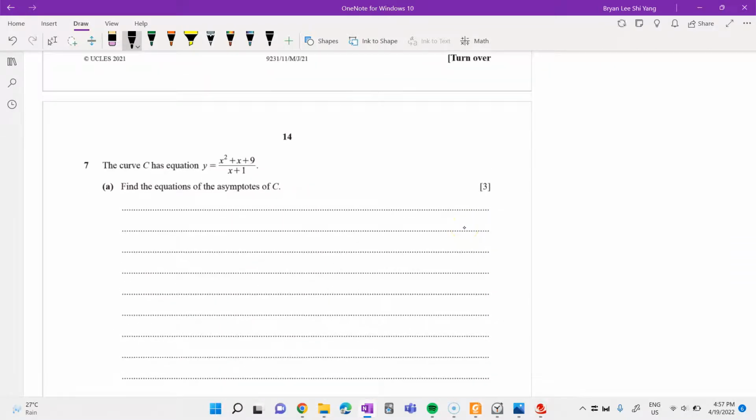Okay, now we have the curve C, which has equation x squared plus x plus 9, x plus 1.